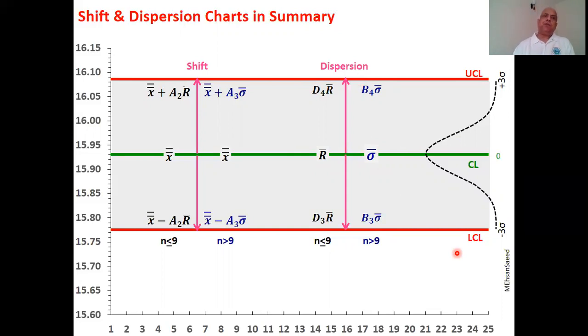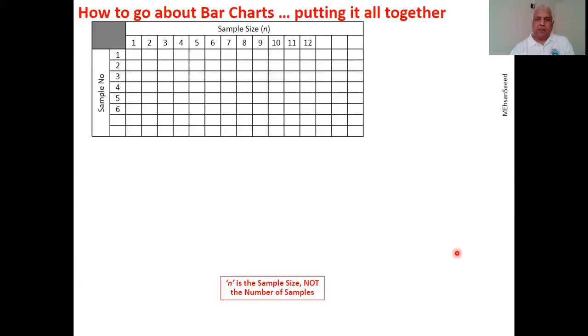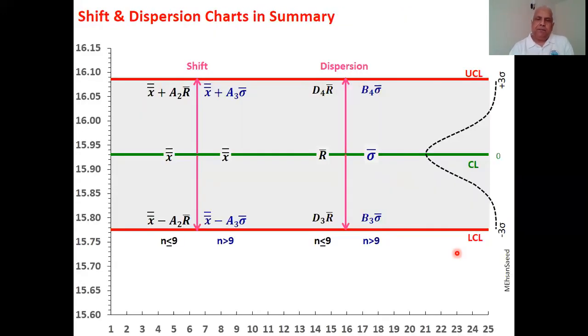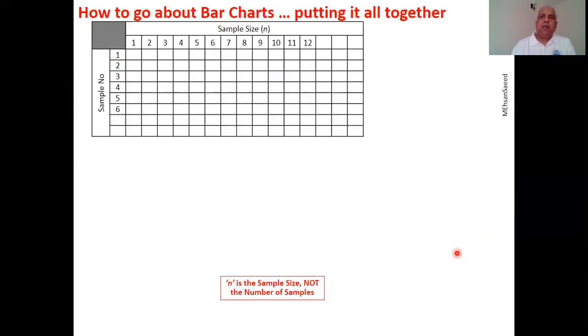With that, we come to the end of this session. That leaves us with the defects and defective charts. Oh, by the way, I forgot to show you this slide. This is a slide where the entire dynamics of the group charts are put all together. In fact, all you need is this slide to work your way through any control chart.